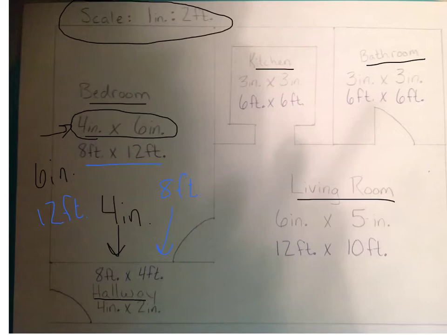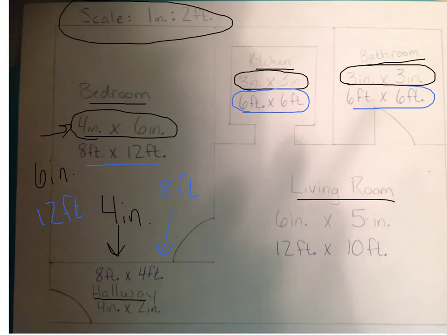So let's go to the kitchen. If you go to the kitchen, it's going to be 3 inches by 3 inches, and that's again the scale drawing. And the actual size is 6 feet by 6 feet. So that room right there is actually going to be a square. If you go to the bathroom, again, the bathroom is going to be 3 inches by 3 inches in the scale drawing, and the actual size is going to be 6 feet by 6 feet.